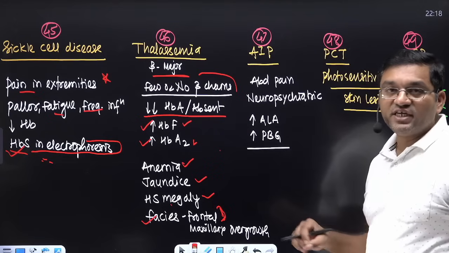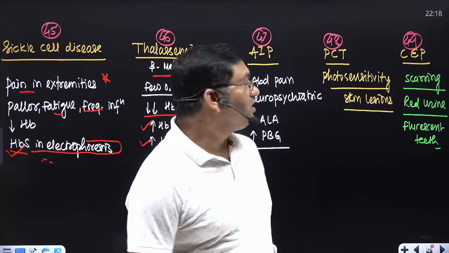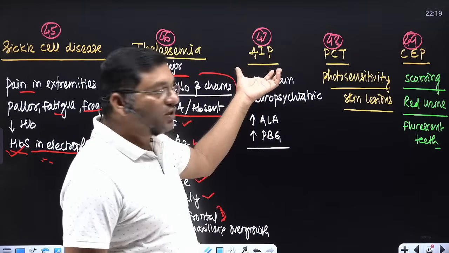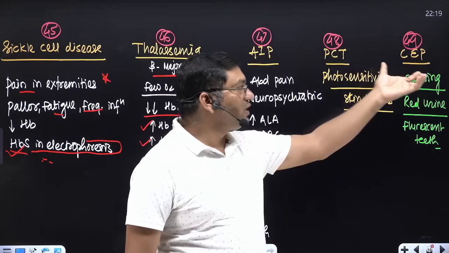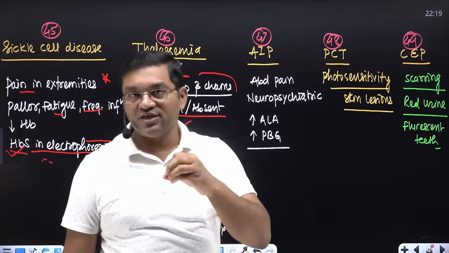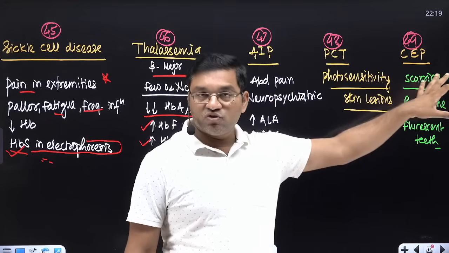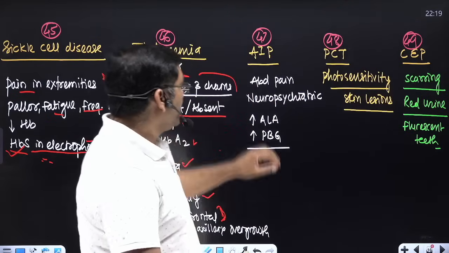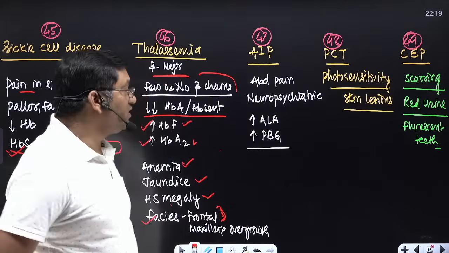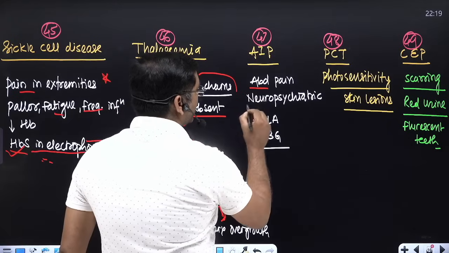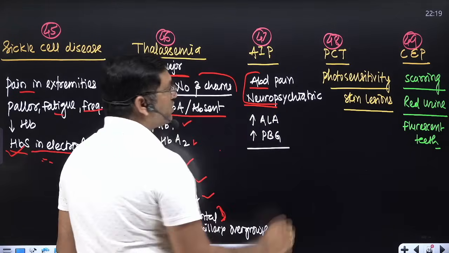Then the porphyrias, in which porphyrins are excreted in the urine. So acute intermittent porphyria, porphyria cutanea tarda, and congenital erythropoietic porphyria are the important ones. All porphyrias are dominant except congenital erythropoietic porphyria. In acute intermittent porphyria, there is abdominal pain and neuropsychiatric manifestations. These are the two important symptoms.